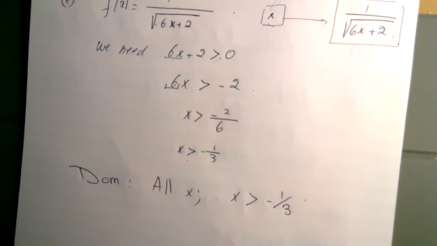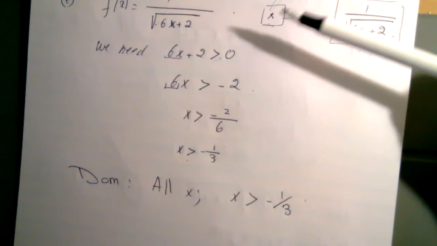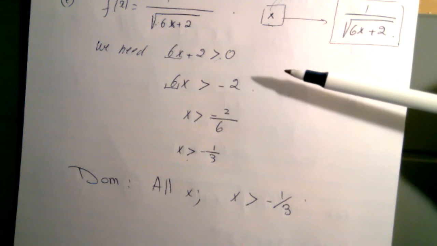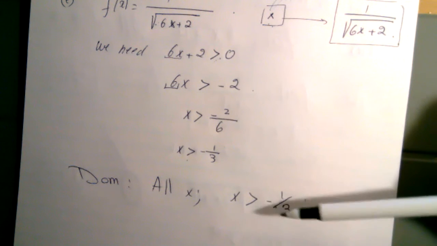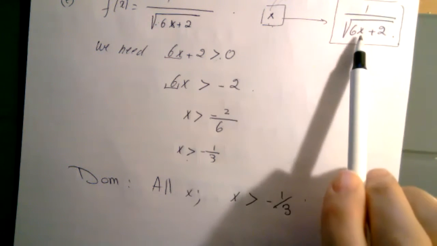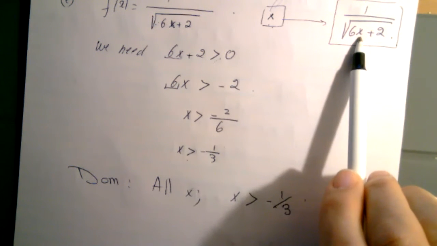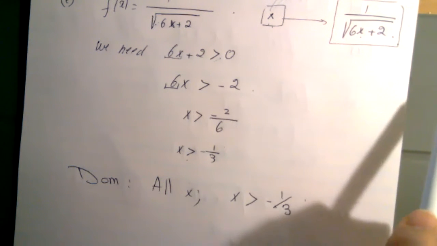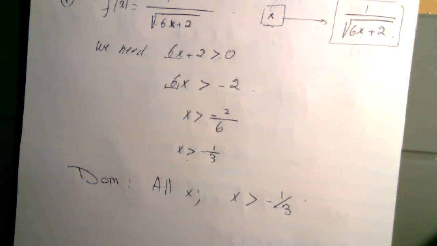So will -1 be allowed? No. Because -1 is less than -1/3, exactly. And another reason: if you plug it in here, what are you getting? -6 plus 2. Exactly, we're getting the square root of -4, which is not a real number. So there are 2 reasons why we cannot put -1 here.